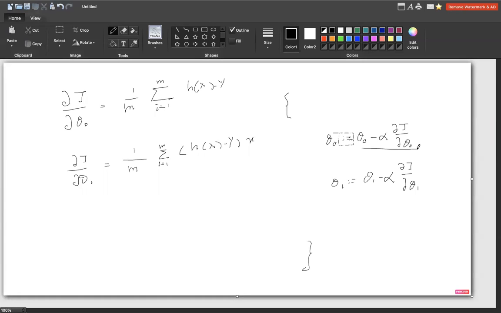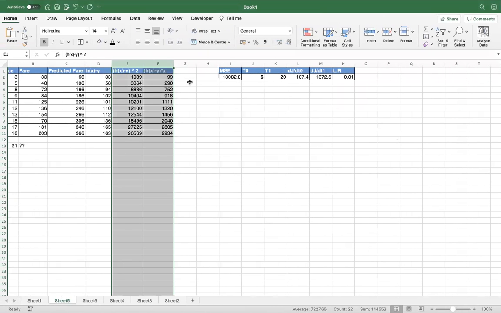So first we'll calculate this and then put this value into theta naught. Similarly, we calculate this and put it into theta 1. Clear? We already know what theta naught is. We already know what alpha is. Alpha is our learning rate. And we also calculated this dou j by dou theta naught, right? So let us put it here.